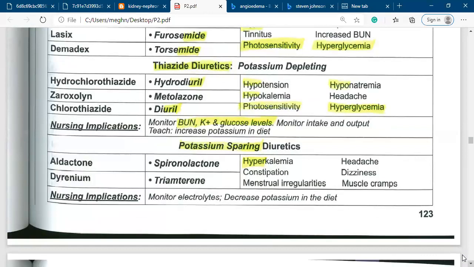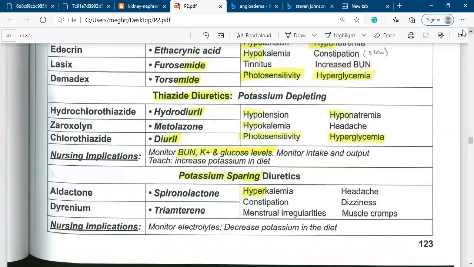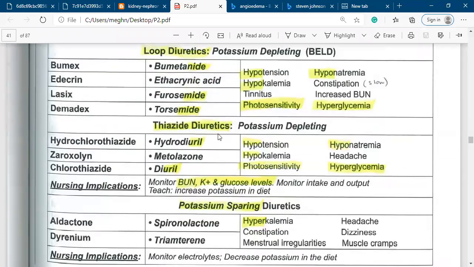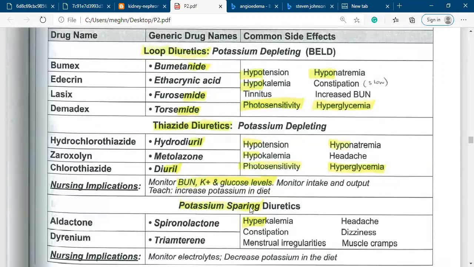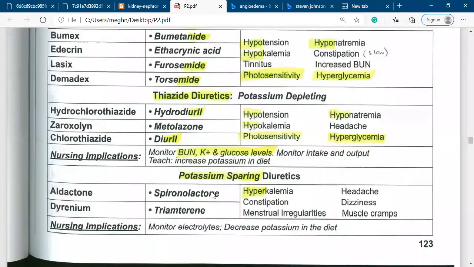So what next? Potassium sparing. This potassium sparing is just the opposite of the loop and thiazide. Both of those can cause hypokalemia, but these cause hyperkalemia. How do you remember? The way to remember: the name potassium sparing means something retained, something taken out. So in the collecting tubule, they retain the potassium, increase the potassium level, and cause hyperkalemia.